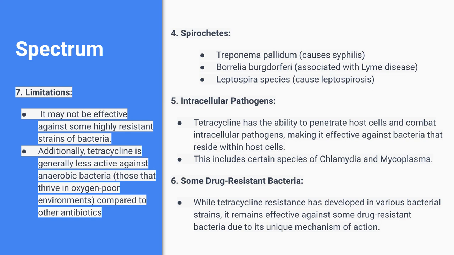So this chlamydia species, mycoplasma species, what do they do? They actually enter inside the cell and they remain hidden over there. So tetracycline can kill that as well. Tetracycline is very, very good. Even tetracycline can be used against some resistant bacteria. Because of this, it's a very good drug. But there is a problem. The problem is that it is less active against anaerobic bacteria.